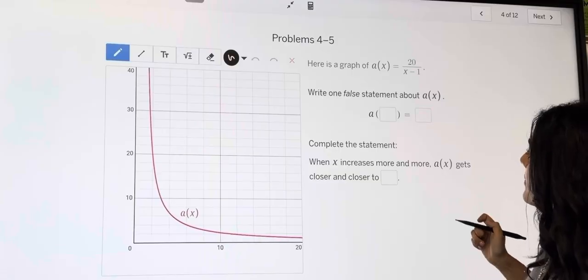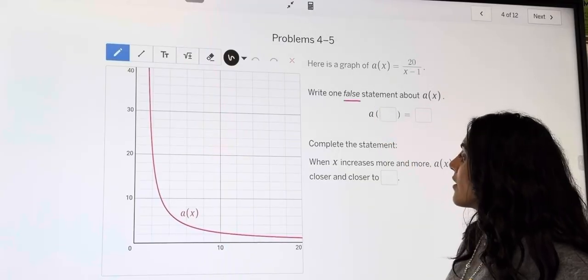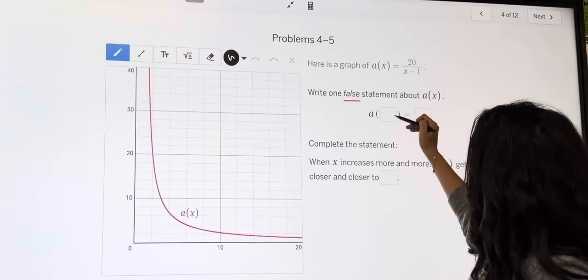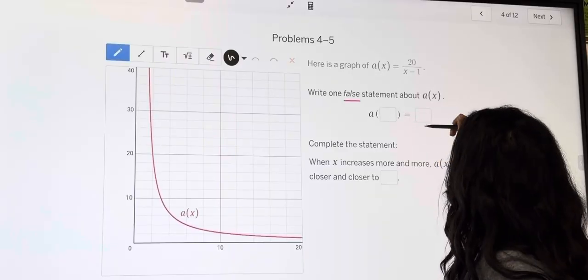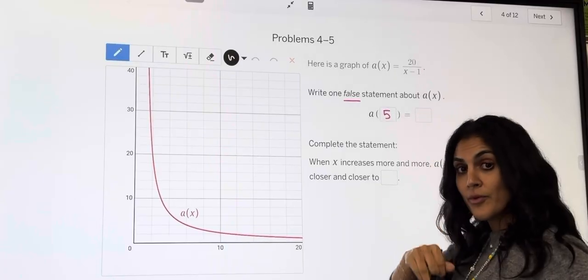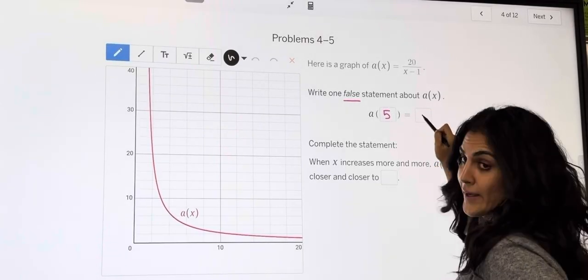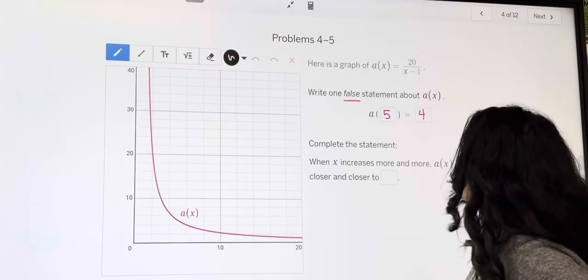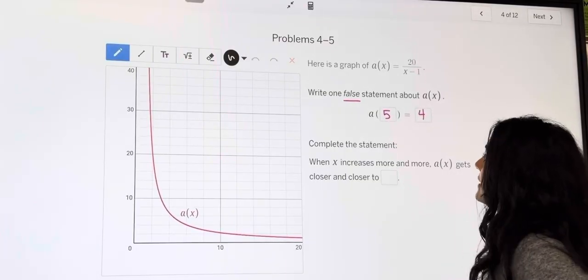Okay, now they want me to write a false statement. Also, endless possibilities, you guys. You could plug in A of 5, that we know from the previous problem is 5. You could write that it's 4, or 2, or -1, or 800, all right? And that would be a false statement, all right?